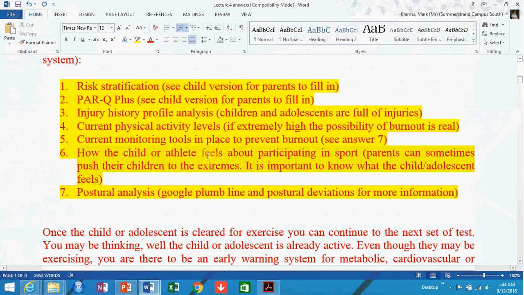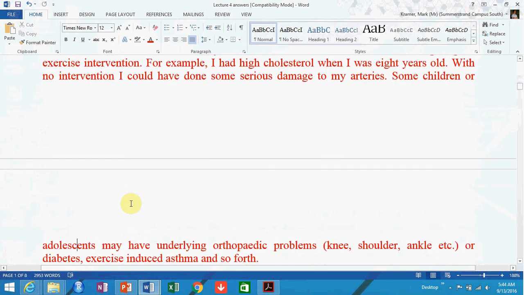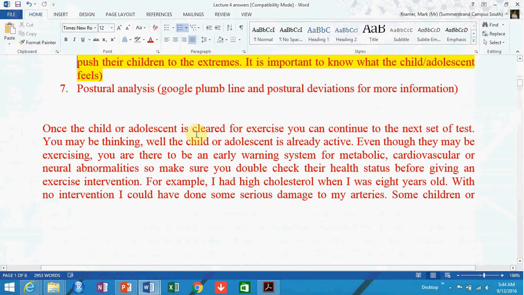And then how the athlete feels about participating in sport. A lot of us forget to actually ask the youth athlete themselves, how do they feel? And sometimes the parent is more in charge. So then it's important, once you know all of these factors, to work with a psychologist if need be. Sports psychologist, of course.